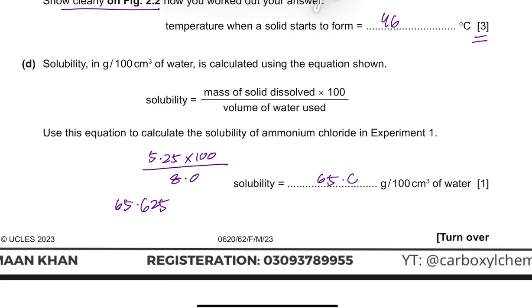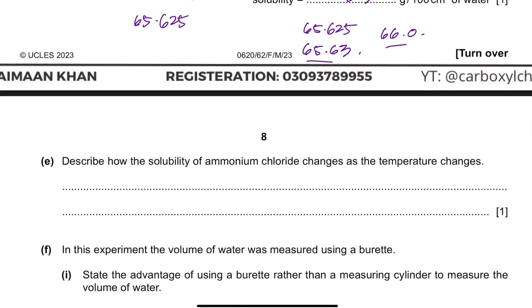You could have also written 65.625, or you could have written 65.63. Your choice. You could have also rounded this off to 2 significant figures, which is 66, or 66.0 for 3 significant figures.